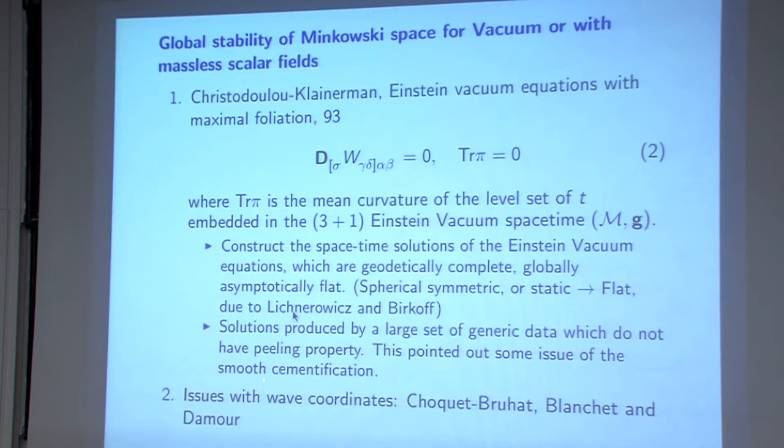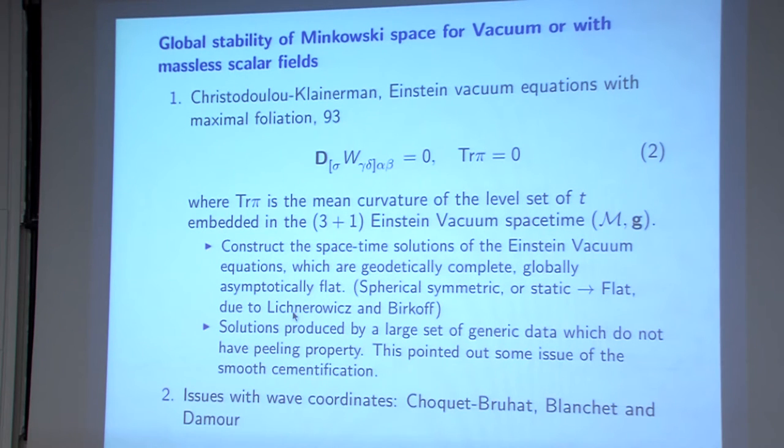Okay, and the second thing is, after this is done, you find, okay, I have a large set of generic data which are fine, strongly asymptotically flat, but then when they evolve, they didn't produce the peeling property in the null infinity. And this says, okay, so the smooth compactification, which was done under the assumption of peeling, should have some problem. So that's one of the other significances.